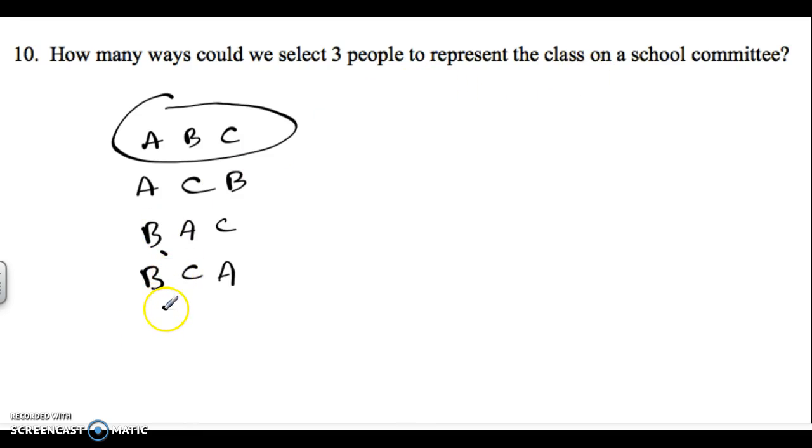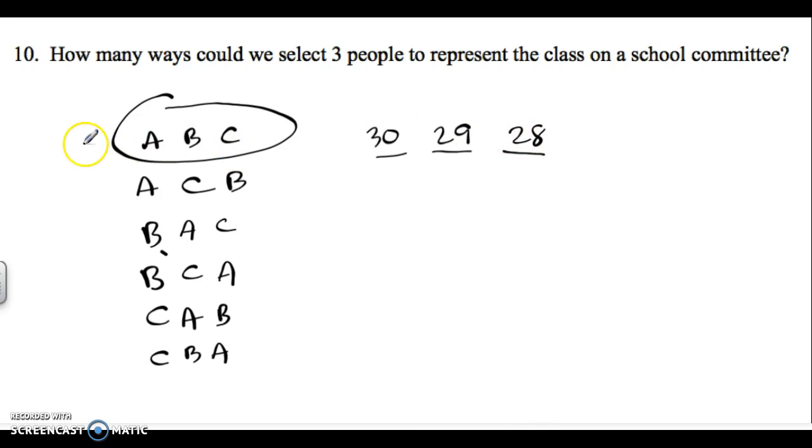Just finishing this off, we also have the possibility of CAB or CBA. So that's just a small case. But if we were thinking about our class of 30, if we want to fill 3 spots, there are 30 people available in spot A. Take one of those people out, and you'll have 29 people available in slot B. Take one of those out, and you'll only have 28 available in spot C.